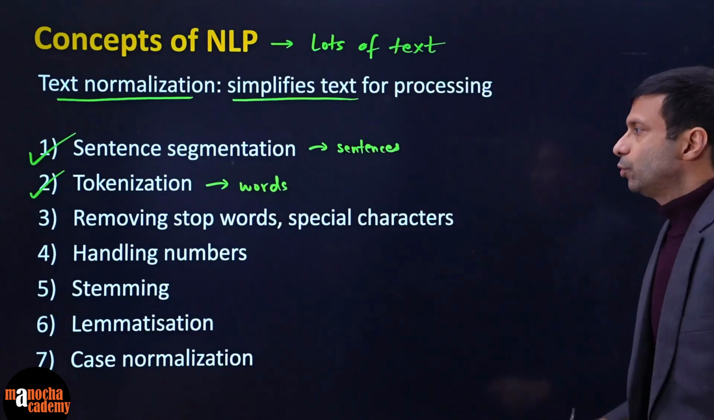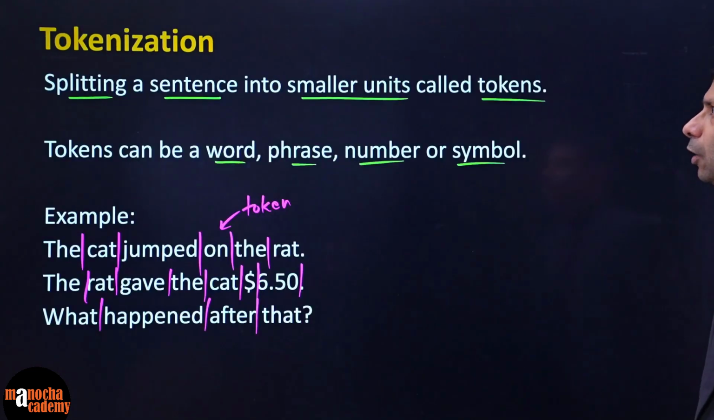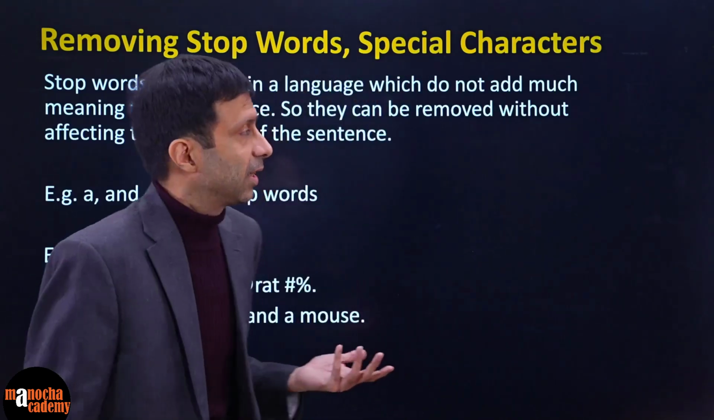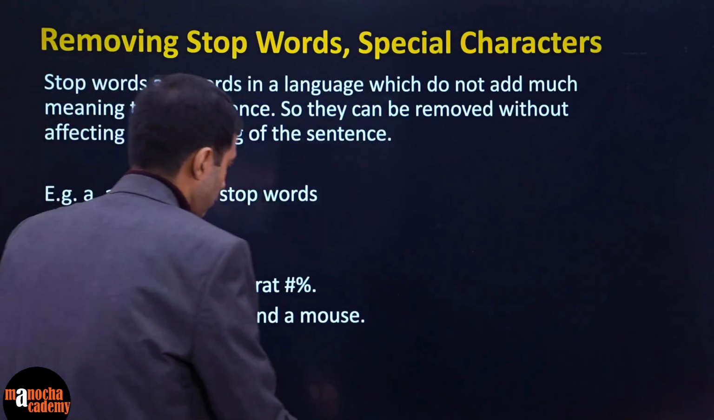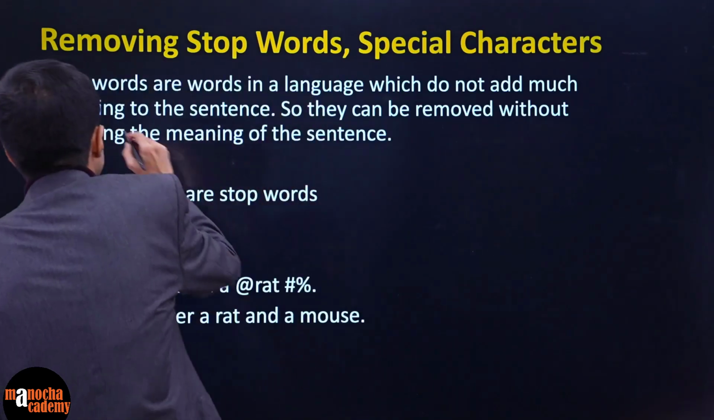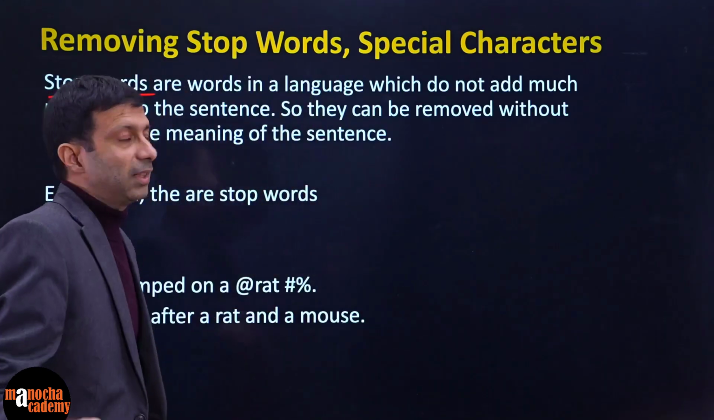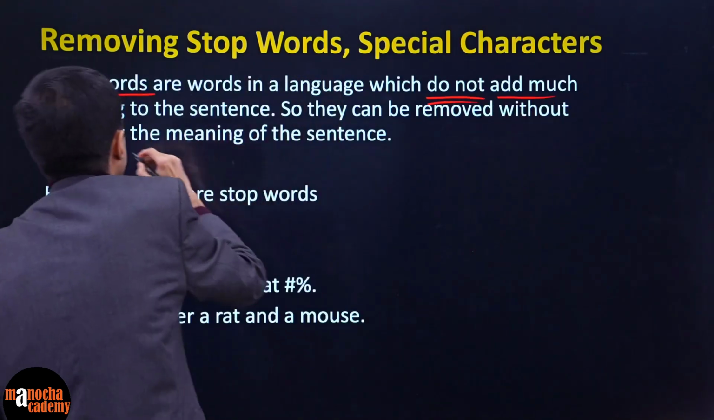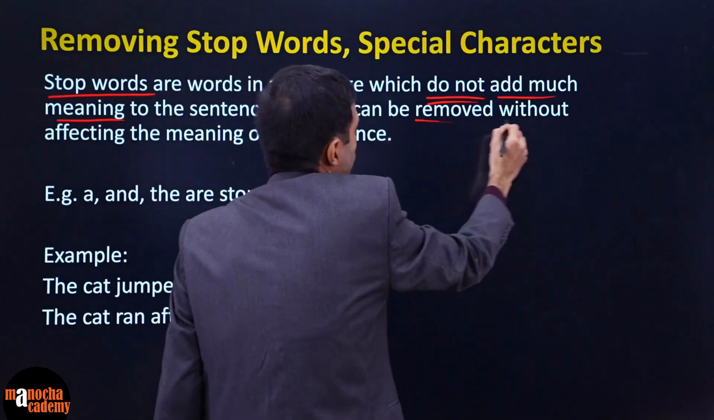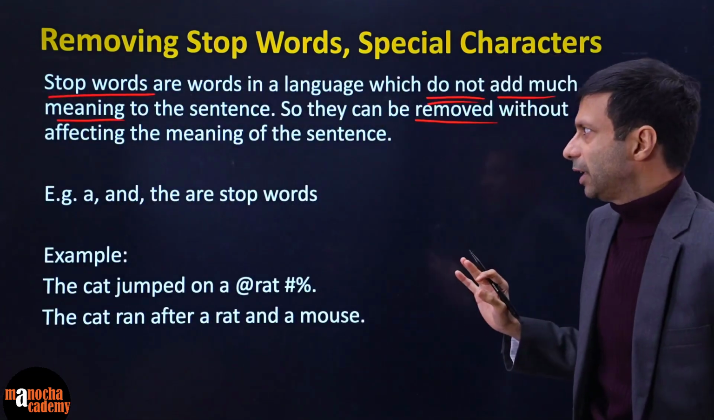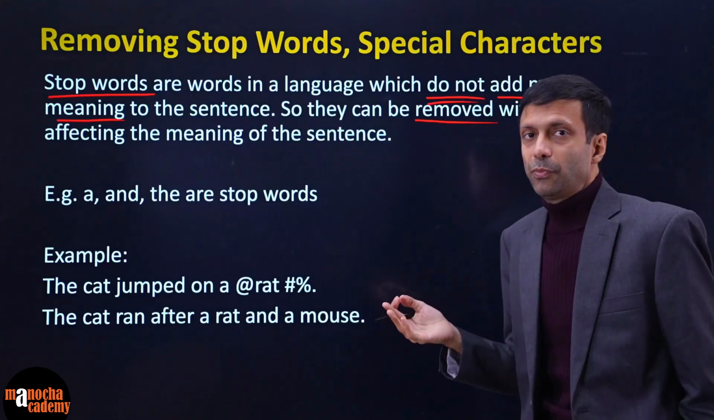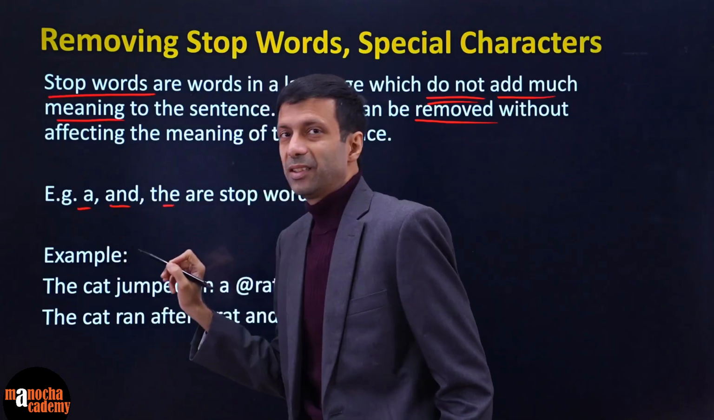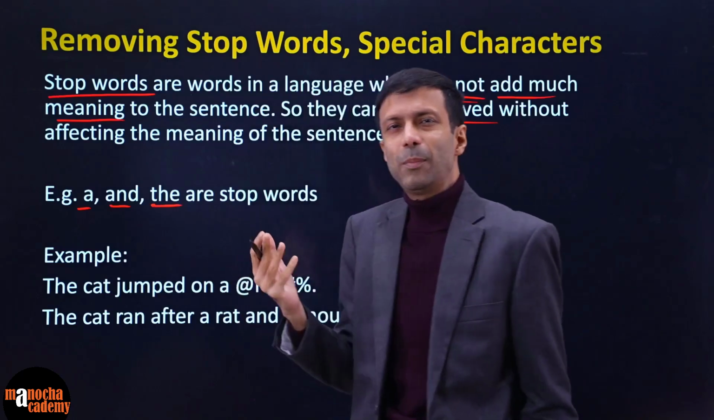Now, what is the next step? Removing stop words and special characters. This is a very important step, which you can imagine Google, ChatGPT, they're doing this, that they are removing words, and they want to remove these stop words. What is the meaning of stop words? They are words in the language which do not add much meaning to the sentence. So you can remove them without much affecting the meaning. So let's try an example.